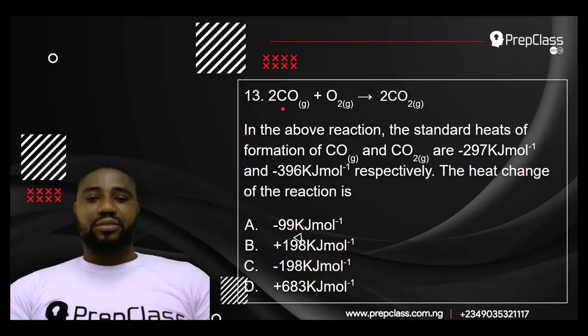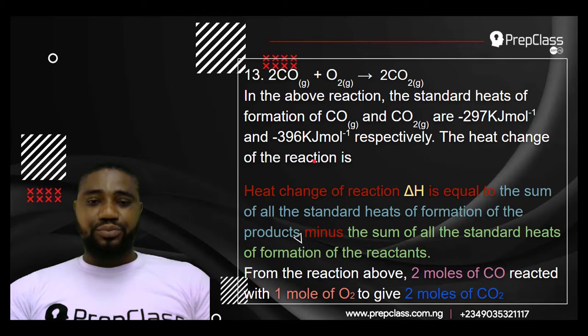Question number 13. 2CO gas plus O2 gas to give you 2CO2 gas. In the above reaction, the standard heat of formation of CO, that's carbon monoxide, and CO2, carbon dioxide, are minus 29 kilojoule per mole and minus 396 kilojoule per mole respectively. The heat change of the reaction is, they're asking us to calculate the heat change.